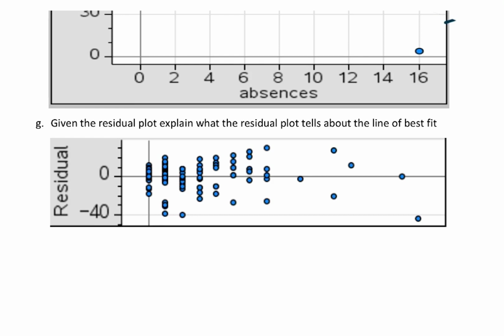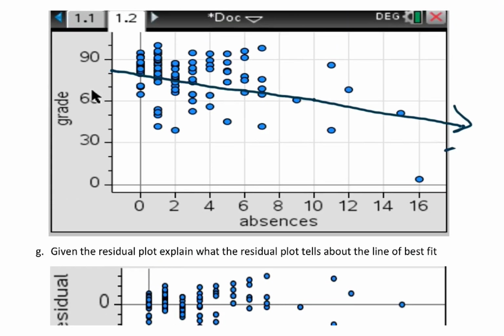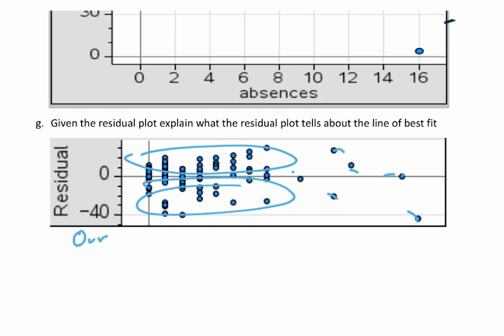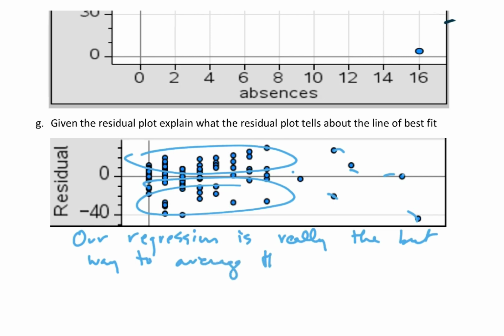Yep. Then we go to part G, looking at how our line of best fit here stacked up according to the residual plot. And we see that it is pretty randomized, a lot above and below, some outlier-looking guys out here. But overall, this tells us that our regression line, our line of best fit, is really the best way to average the information. Okay? Something along the lines, it's a good line of best fit, essentially.